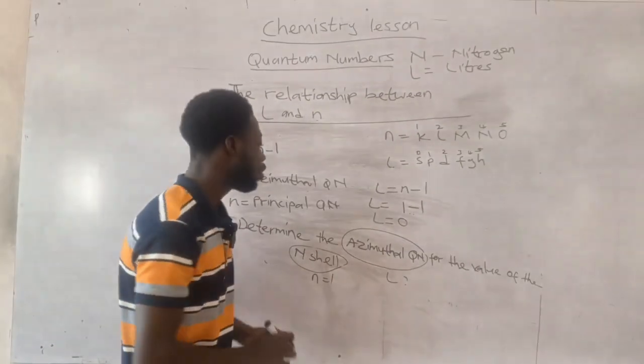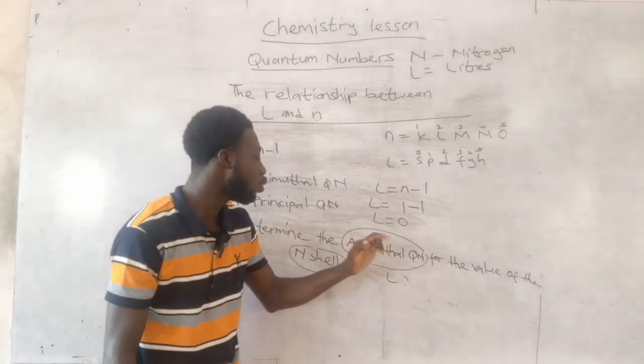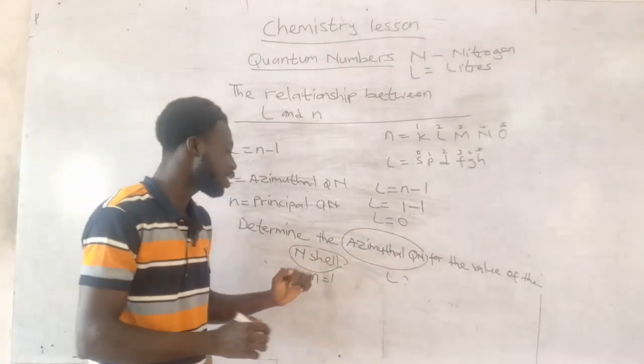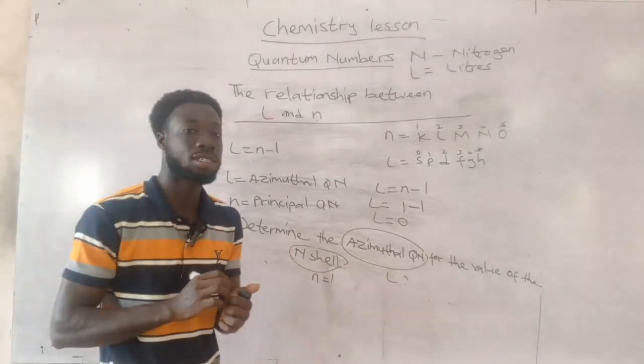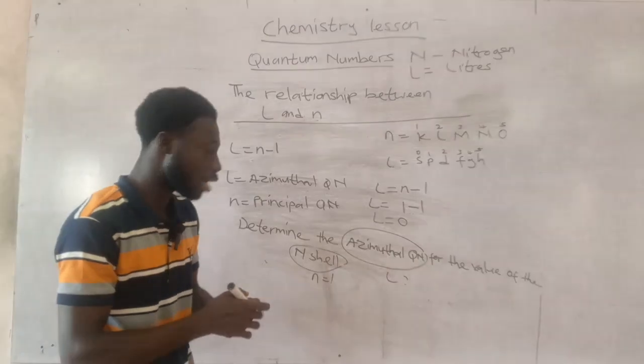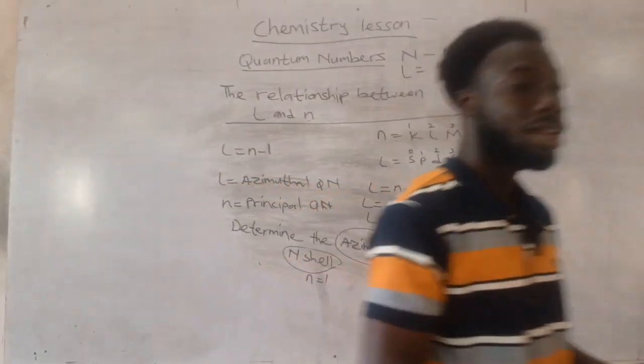All right, so solve this question and leave it in the comment section. You are going to determine the azimuthal quantum number for the value of the N shell. Solve it and leave your answer in the comment section. All right, so let's move on to another quantum number.